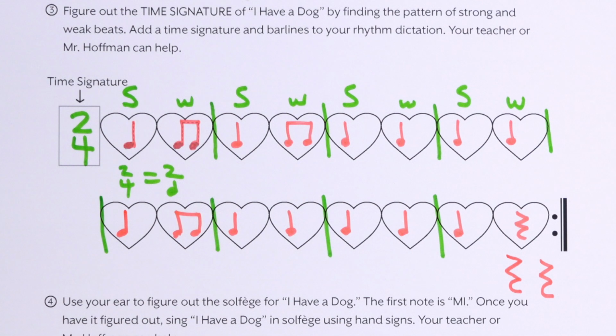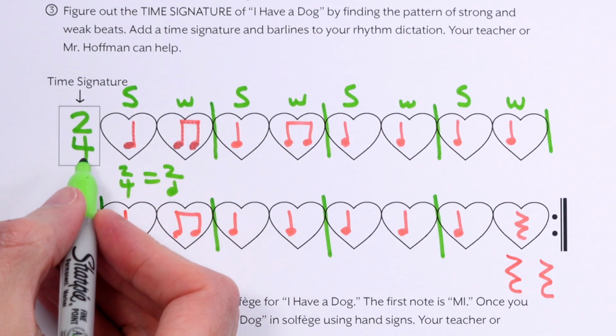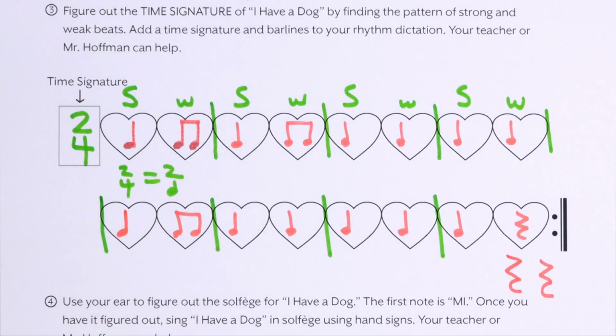Here's where your bar line should be. And by the way, we don't really need a bar line here. Usually the time signature takes the place of that first bar line. The next step is going to be to figure out the solfege for I Have a Dog.